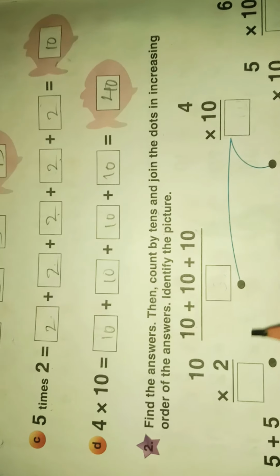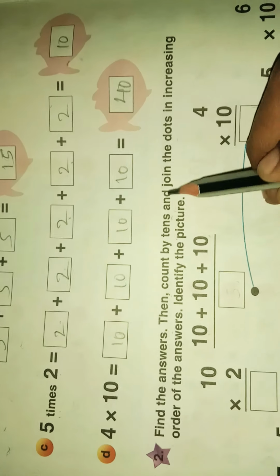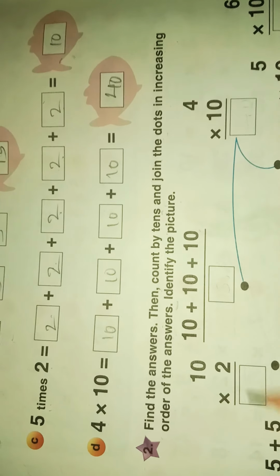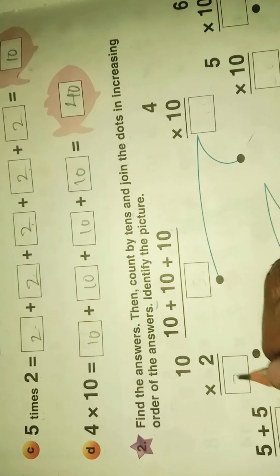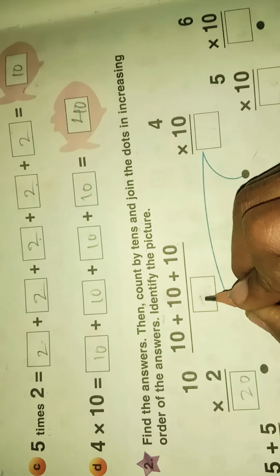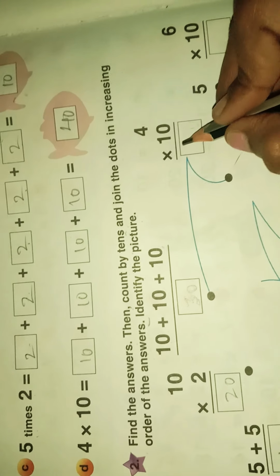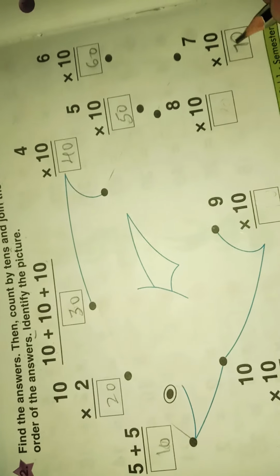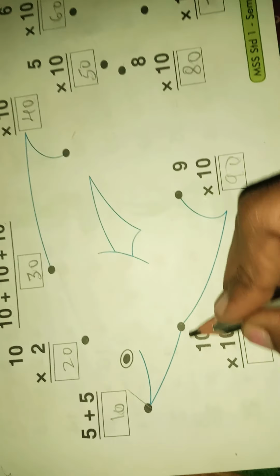Okay, find the answers, then count by tens and join the dots in increasing order of the answers. Identify the picture. Okay, first you have to find the answers. 5 plus 5, 10, 10 into 2, 20, 10 plus 10 plus 10, 30, 4 into 10, 40, 5 into 10, 50, 6 into 10, 60, 7 into 10, 70, 8 into 10, 80, 9 into 10, 90, 10 into 10, 100.